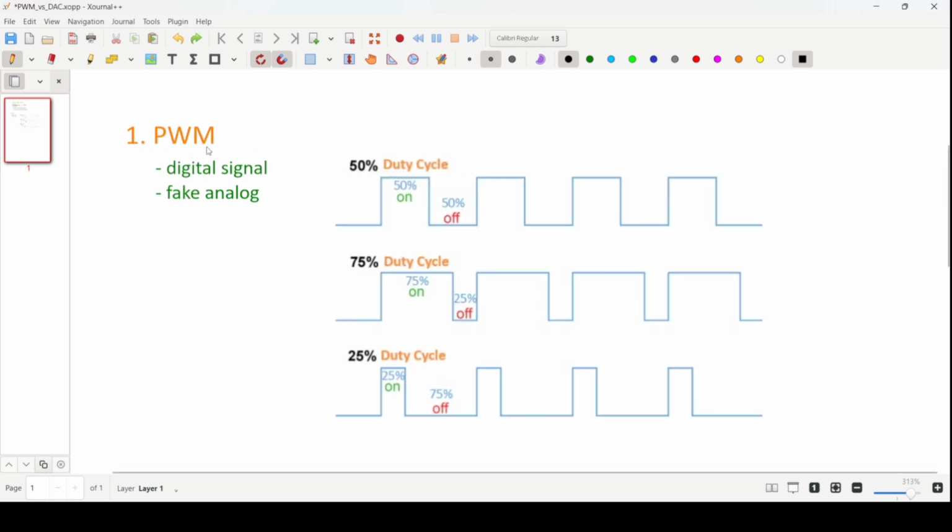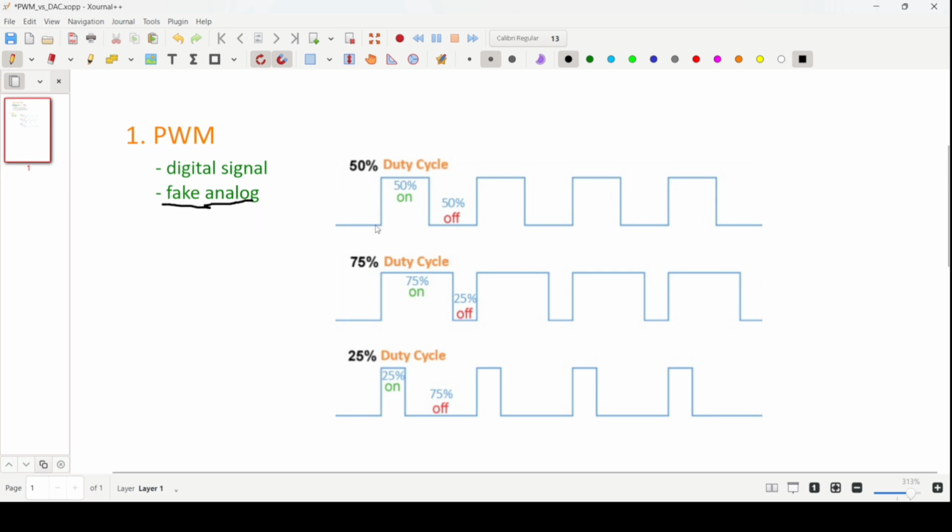Now let us talk about the PWM. PWM stands for pulse width modulation, and it is basically a digital signal. But this digital signal is switched between high and low states so fast that we can't tell the difference between an analog signal or a digital signal. Because of this fast switching, this digital signal behaves like a fake analog signal or pseudo analog signal.